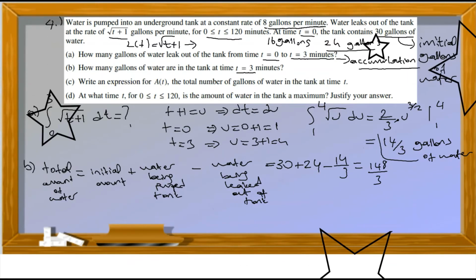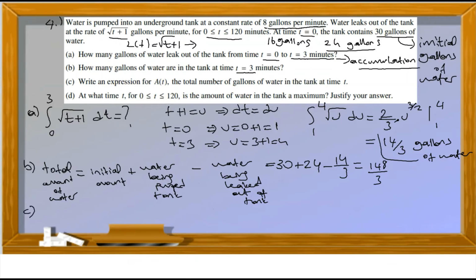Alright, let's move on to part C. In part C it says, write an expression for A of t, the total number of gallons of water in the tank at time t. So for any time, like in general.